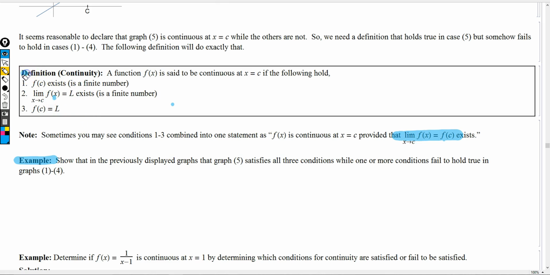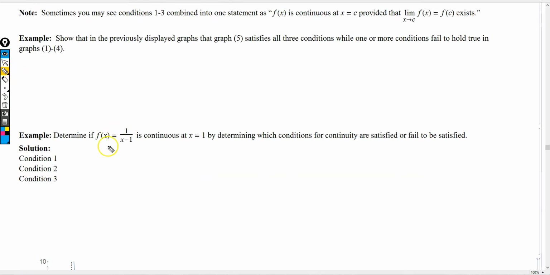So let's take a look at this example now. For this function, f of x equals 1 over x minus 1, we want to determine if it is continuous at x equaling 1. All right, so we have to look at our 3 conditions. First of all, we need to see if f of 1 is defined. Well, obviously in this case right away we see f of 1 is 1 over 1 minus 1. Well, that's 1 over 0. That's undefined, right?